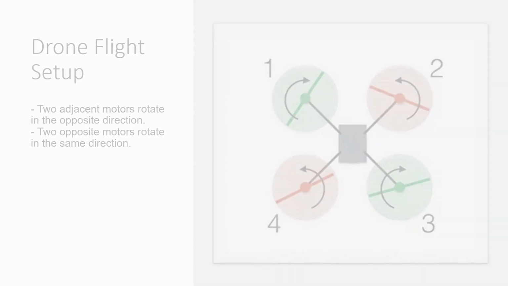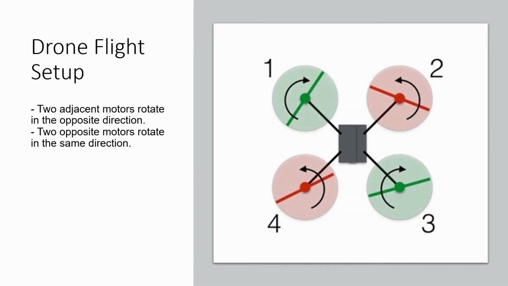Drone flight setup. Two adjacent motors rotate in opposite directions and two opposite motors rotate in the same direction. For example, motor 1 and 3 in the picture rotate clockwise while motor 2 and 4 rotate counterclockwise. The reason behind this is that, according to physics, for stability the net torque acting on a body should be zero. Thus, if all rotors were to rotate in the same direction, the result would be a net torque causing the complete quadcopter drone to rotate.